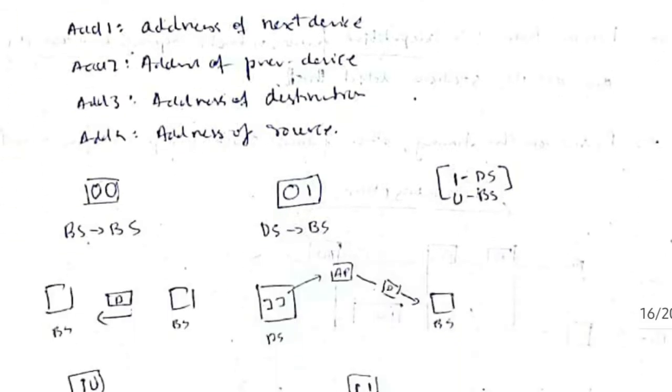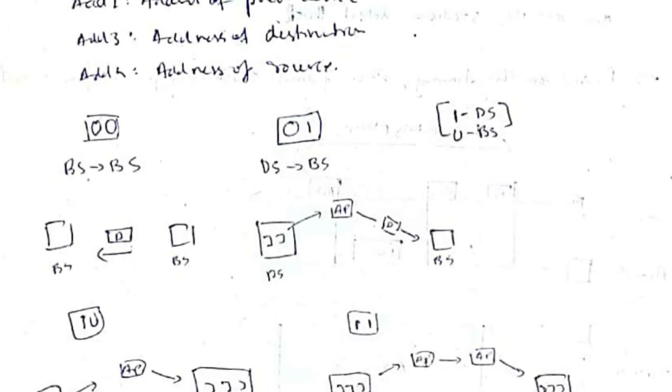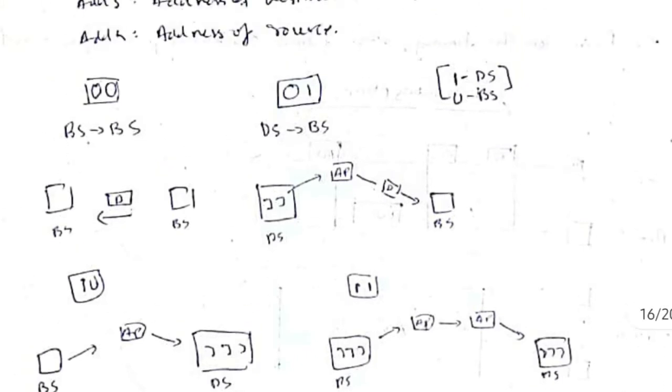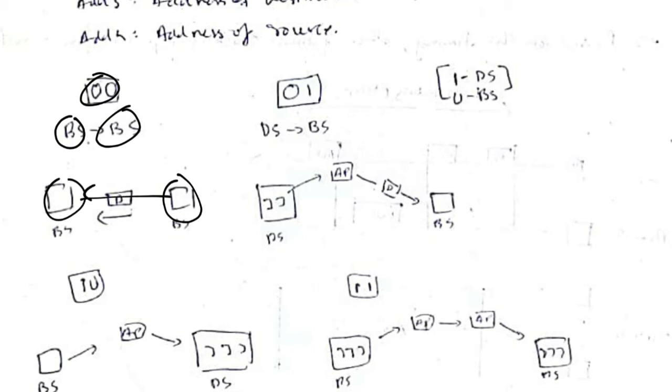Okay. And there are 4 types. If it is from BS to DS, BS means basic service and DS means distributed service. So distributed service will have a group of computers and BS will have a single computer. If the address is of the type 0 to 0, that means basic service to basic service, one device to another device the data is transmitted. If it is 0 1, 1 means DS and 0 means BS.